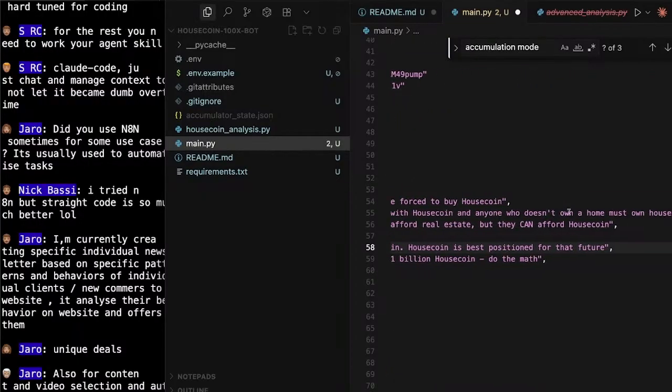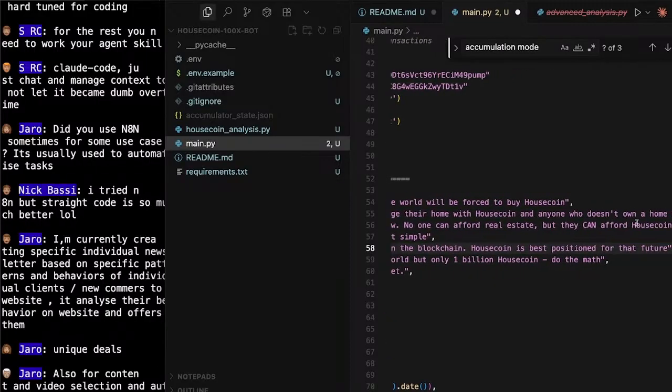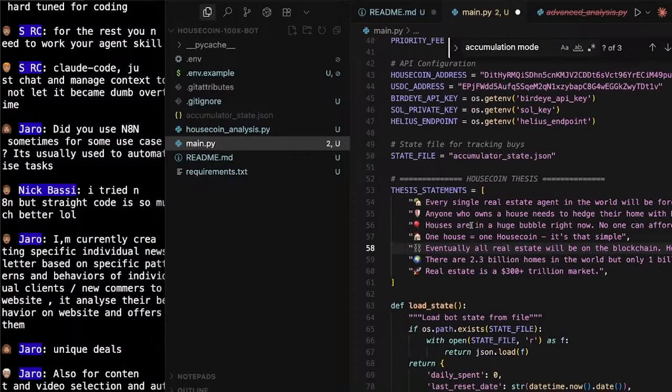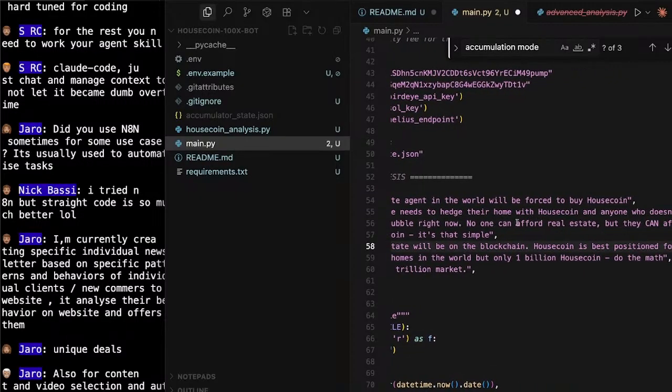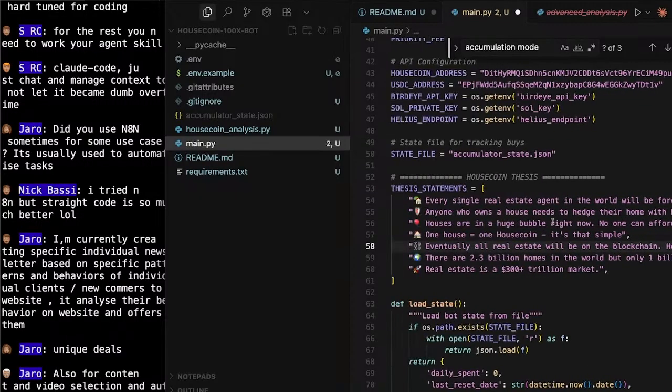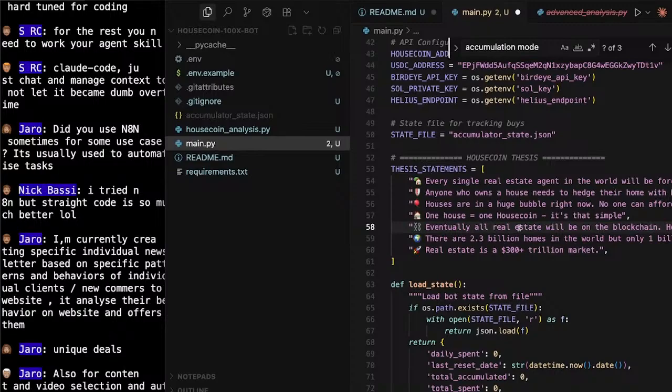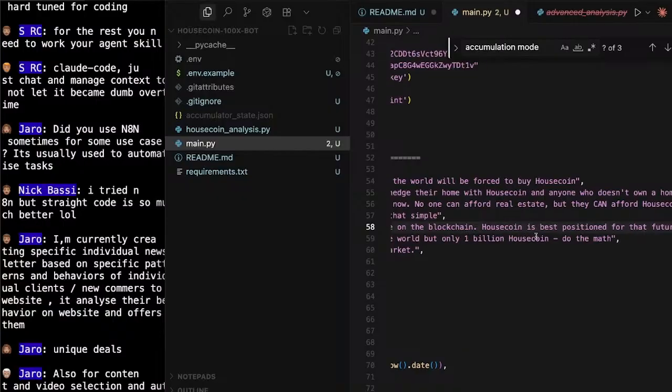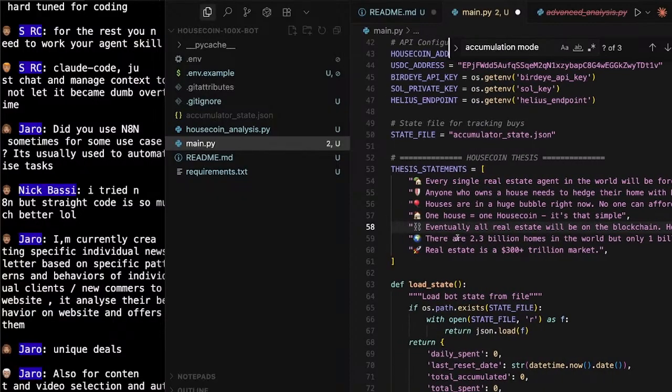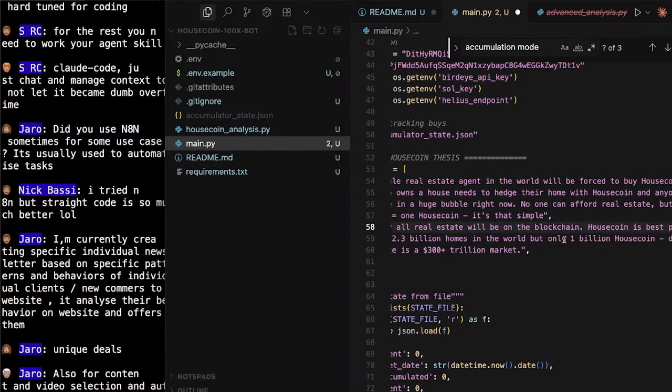But that's kind of autistic of me because I know everybody wants to own a home. Anyways, anyone who doesn't own a home must own house coin. You know the housing market is messed up right now. No one can afford real estate, but they can afford house coin. One house equals one house coin. I love that thesis. A lot of these are coming from the community. Eventually, all real estate will be on the blockchain. Housecoin is best positioned for that future. There's 2.3 billion homes in the world and only 1 billion house coins.